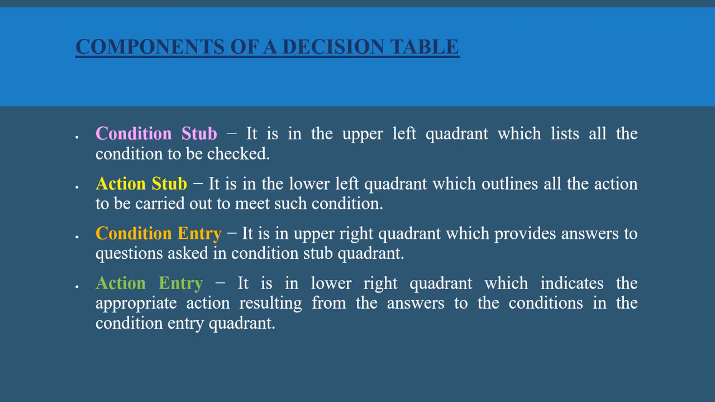The following are the components of a decision table. First one is the condition stub. It is the upper left quadrant which lists all the conditions to be checked.